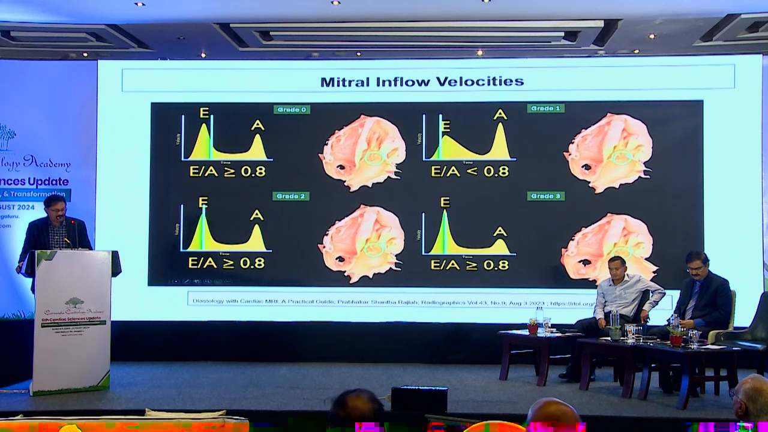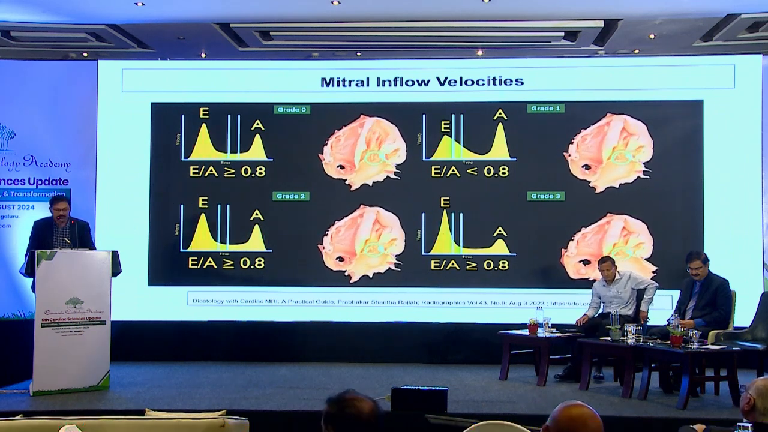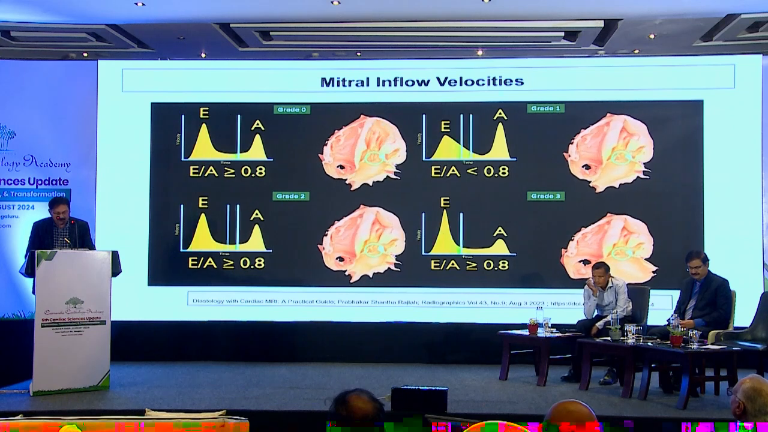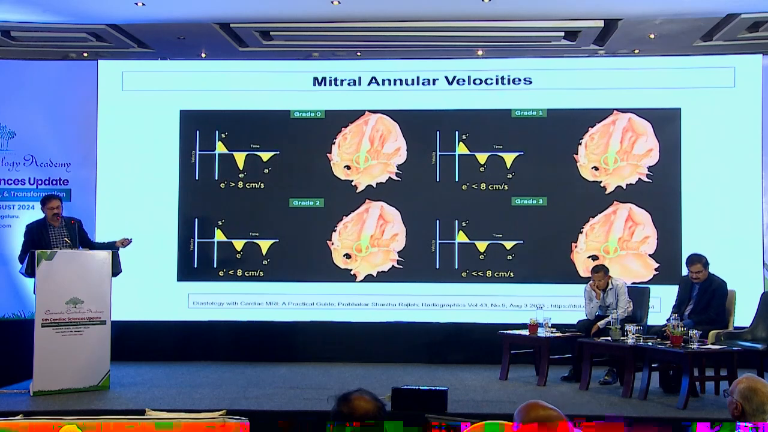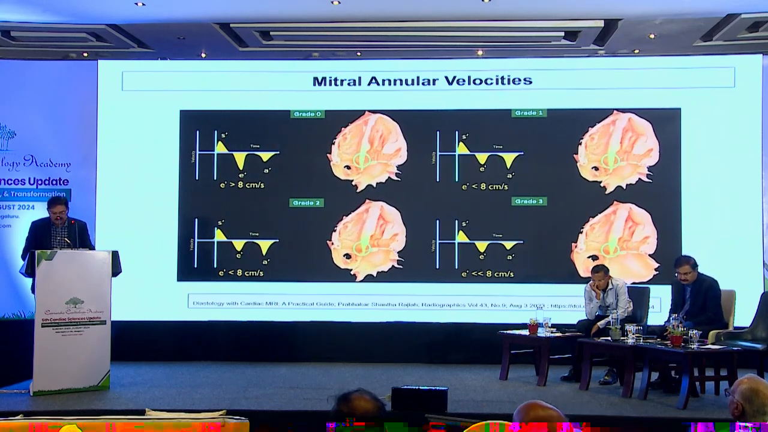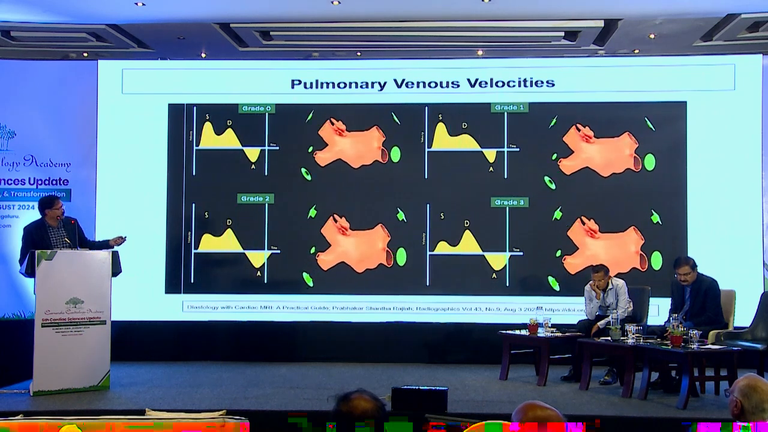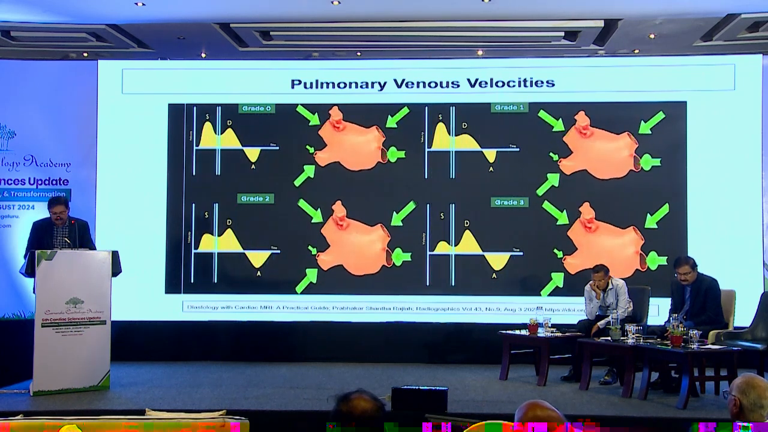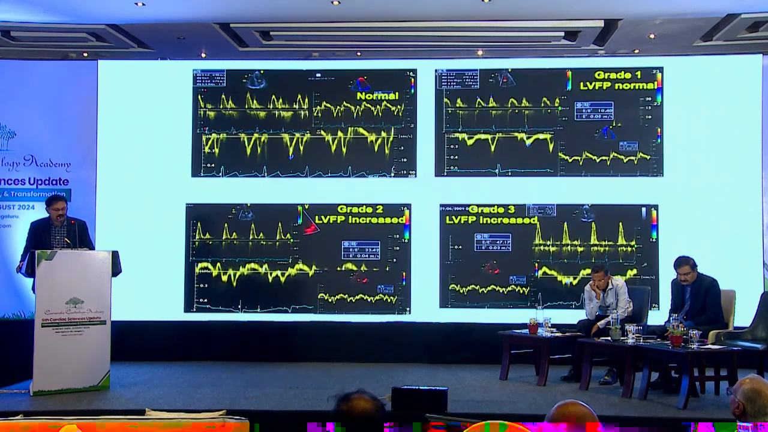This is an animation of the mitral inflow velocities. You can see what happens to the E and A in grade 0, 1, 2, and 3. This is the mitral annular velocities. Again, what happens in grade 0, 1, 2, and 3. So these are beautiful animations to illustrate the inflow velocities. And again, the important thing is pulmonary venous velocities. You can see here what happens in grades 0, 1, 2, and 3. So this is what we eventually do in the patient.